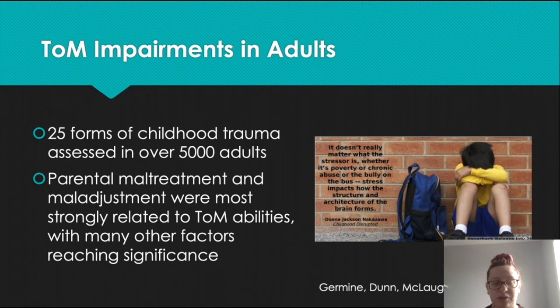Specifically, parental maltreatment and maladjustment were most strongly related to theory of mind abilities, with many other factors reaching significance. This suggests a strong and lasting impact of environmental factors on theory of mind.